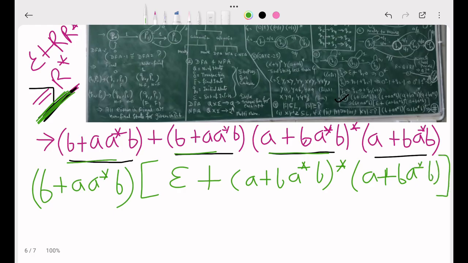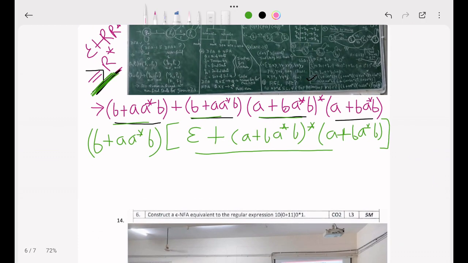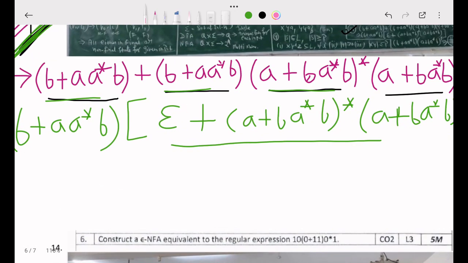Okay, so now you can see what this is. This is epsilon plus R star, R star, both are the same. Now what I will write, this R star means R star. So the output will be A plus B A star B star.